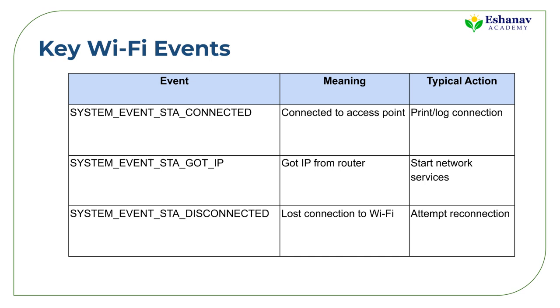system_event_st_got_IP is when the router assigns an address. This is the moment to start network services, like MQTT clients. And system_event_st_disconnected signals a lost connection. This is where you retry after a short delay or enter a recovery routine.